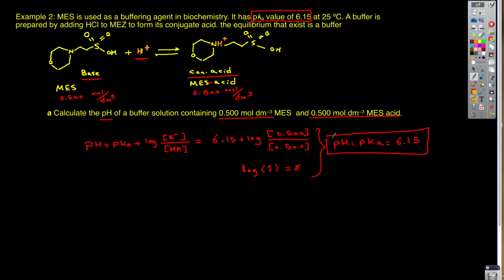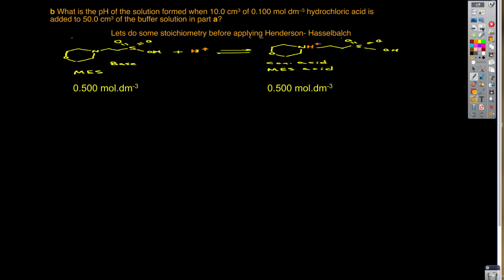Now the next question is, what happens when we really add a tangible quantity of hydrochloric acid? So the next problem is, what is the pH of this solution that we just had with pH of 6.15 when 10 centimeter cube of 0.1 molar hydrochloric acid is added to 50 cm cube of this buffer solution? It's easy, but we need to know a little bit of stoichiometry before we go and apply Henderson-Hasselbalch.